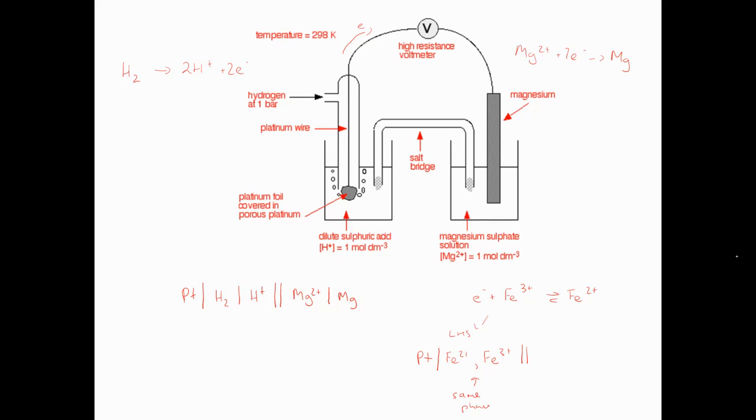Now, if this was on the right-hand side of one of these cells, then you'd have platinum on that side, and these would be the other way around. So you'd have Fe3+ there, then a comma, and then Fe2+ on that side. And then you'd have a salt bridge there and whatever's on the left-hand side.